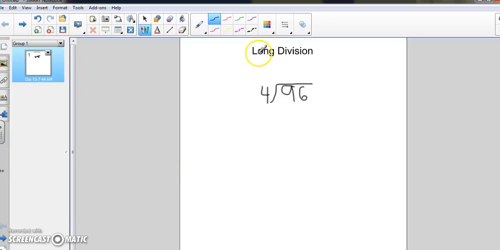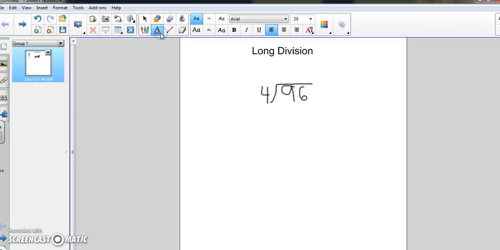Today we're going to talk about long division. Long division can be an easy subject if we get our steps down in which we need to do. And so I'm going to go through the steps and we're going to do the problem as we go through the steps. So first, my first step is ask myself how many.